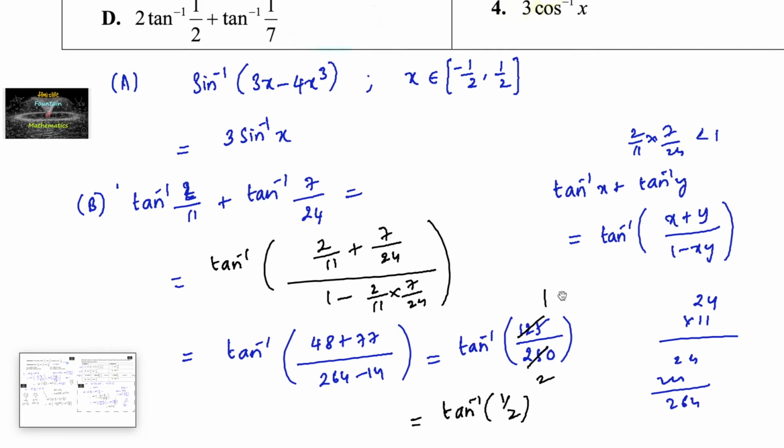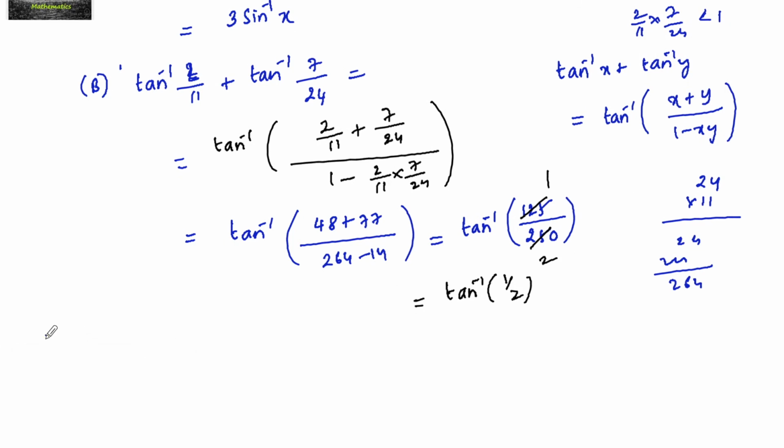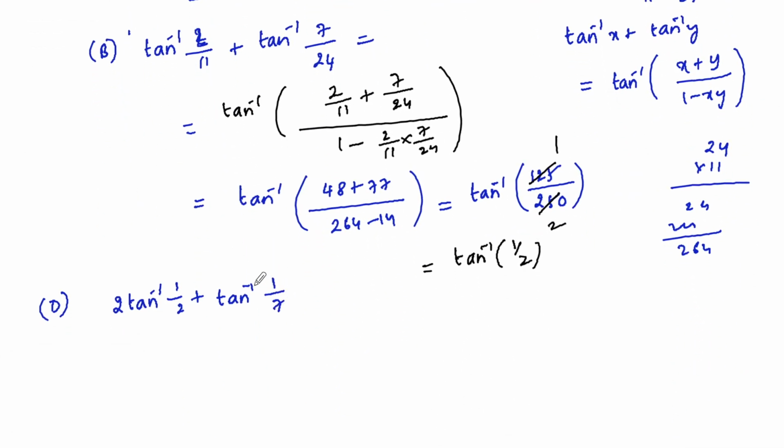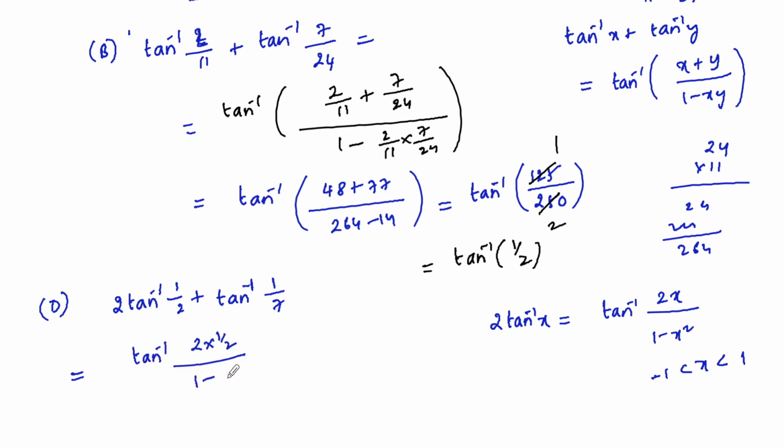And the fourth one: 2 tan inverse 1 by 2 plus tan inverse 1 by 7. Since we know 2 tan inverse x is equal to tan inverse of 2x upon 1 minus x square, for x lying between minus 1 and plus 1, we can use this formula as tan inverse of 2 into 1 upon 2 divided by 1 minus 1 upon 4, plus tan inverse of 1 upon 7.